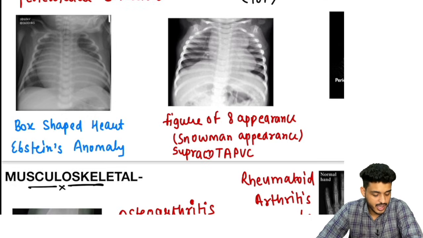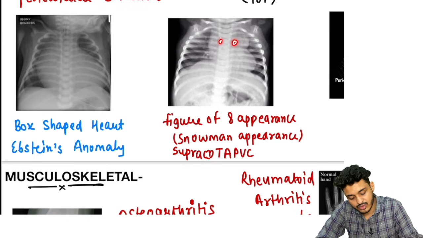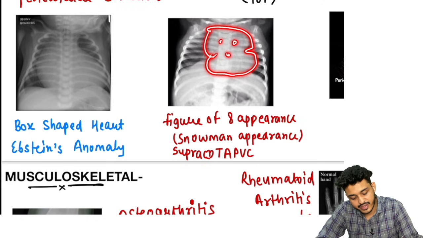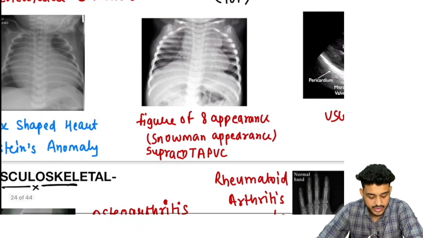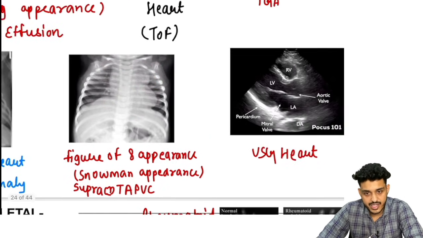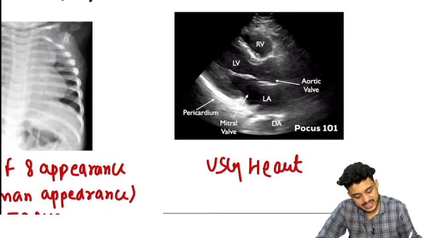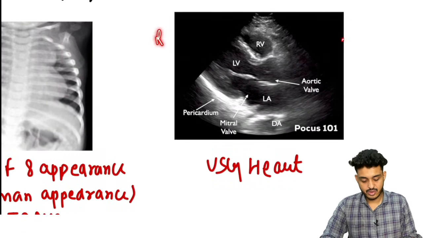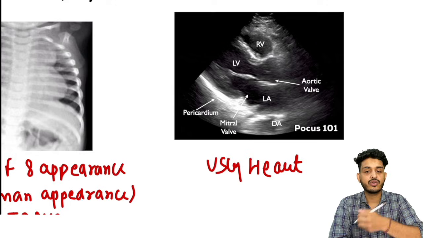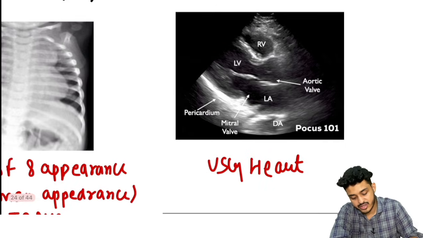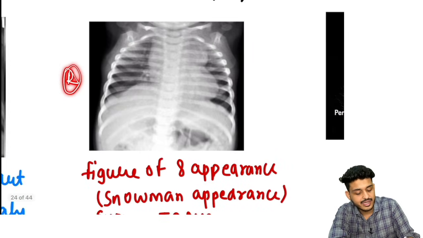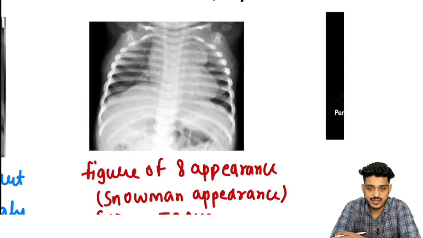Okay, supracardiac TAPVC, you can have the snowman like appearance. The snowman like appearance or figure of 8 appearance will be there, right? This is going to be supracardiac TAPVC, right? On USG you cannot identify what is right and what is left, and it is going to be dependent on the patient. Otherwise all the images that you can appreciate are going to be right here, left here. Okay, this is how we can understand.